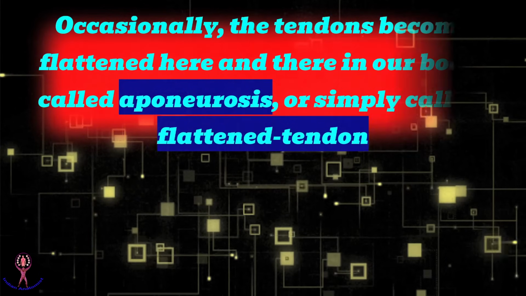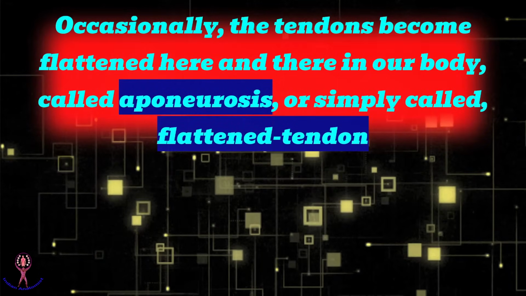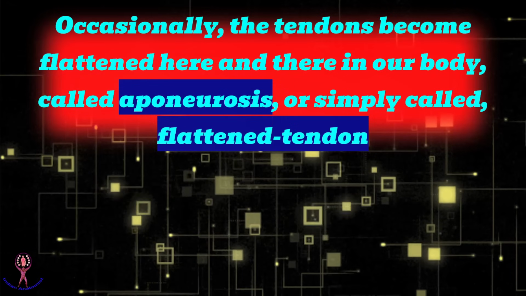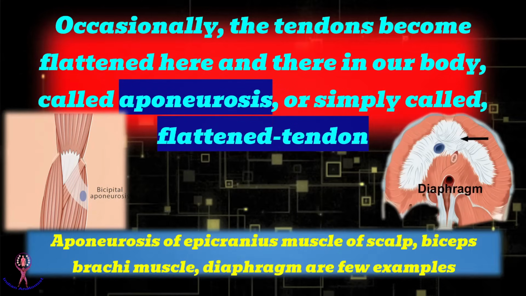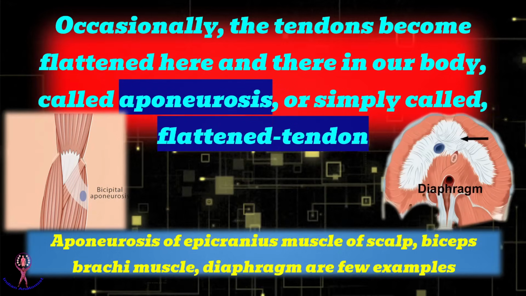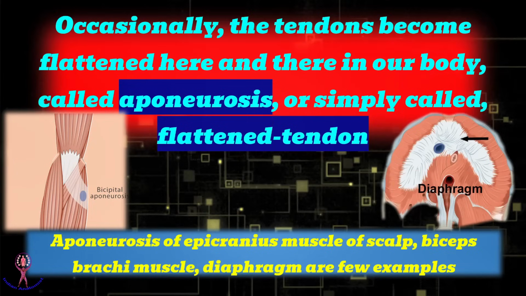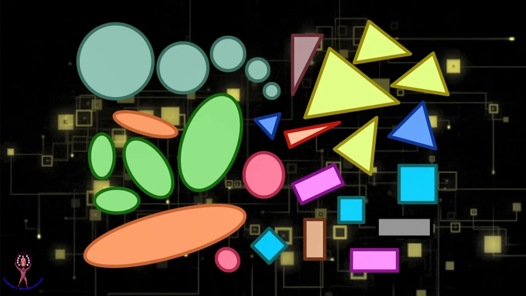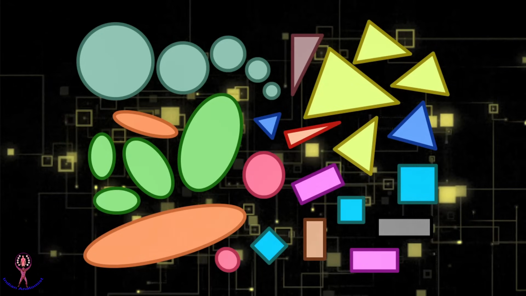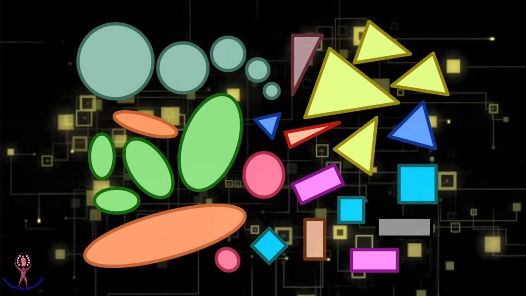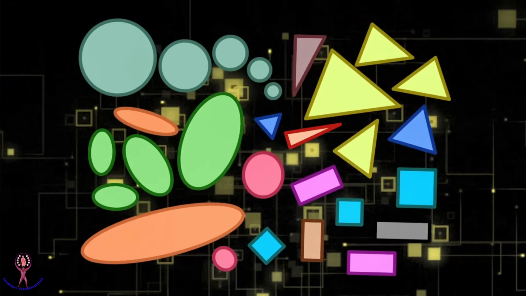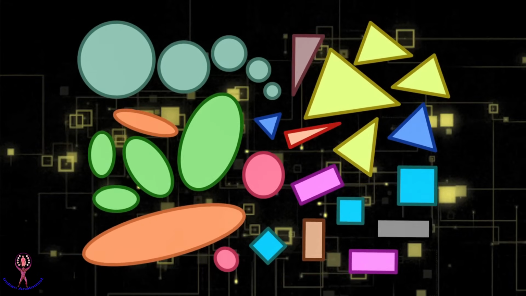Occasionally, the tendons become flattened, here and there in our body, called aponeurosis, or simply a flattened tendon. Good examples are the aponeurosis of the epicranius muscle of the scalp, biceps brachii muscle, and diaphragm. Dear medicos, the skeletal muscles in our body are classified according to their shape and their actions. According to their shape, the muscles are classified under the following.